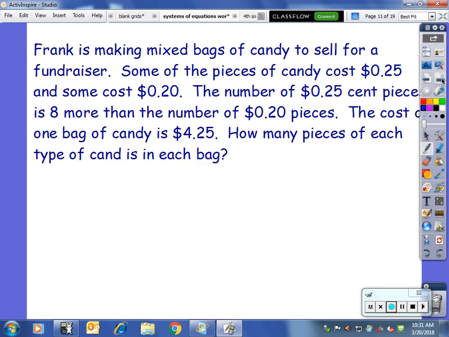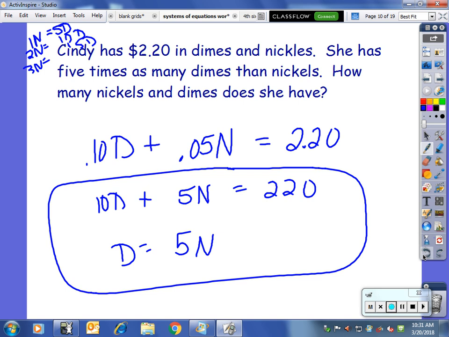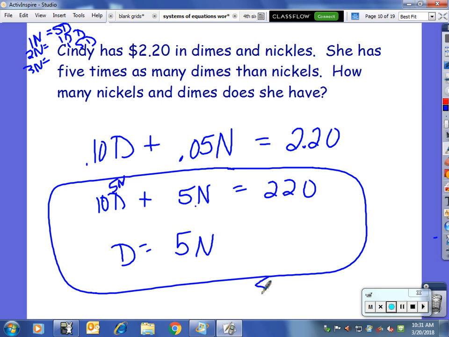Okay. Try this one, folks. We're actually going to work this one all the way through. Okay, you want to work it out? If D equals 5N, so I'm going to put a 5N here. That would be 55N equals 220. He wanted the answer. That would be N equals 4.